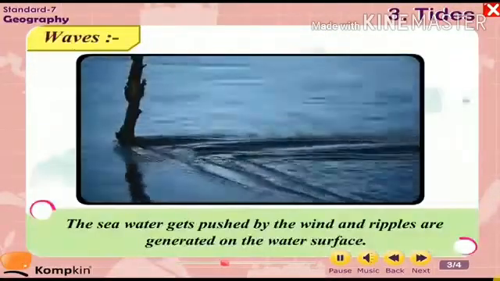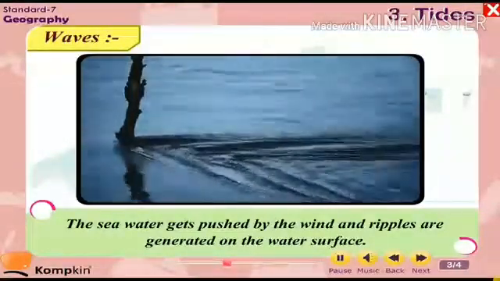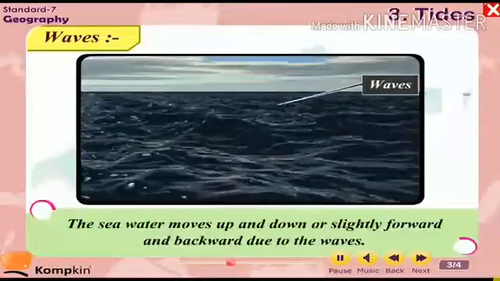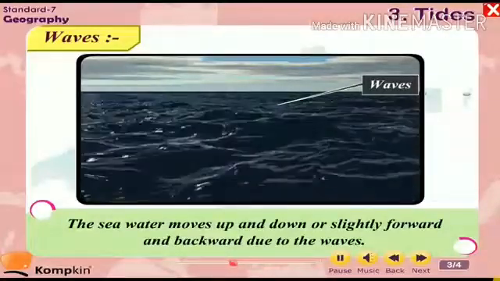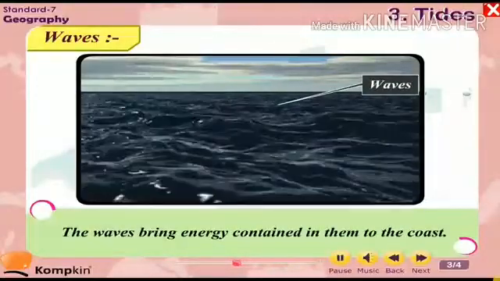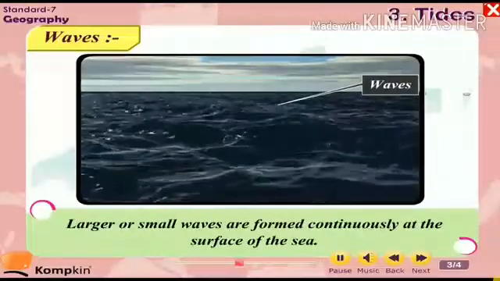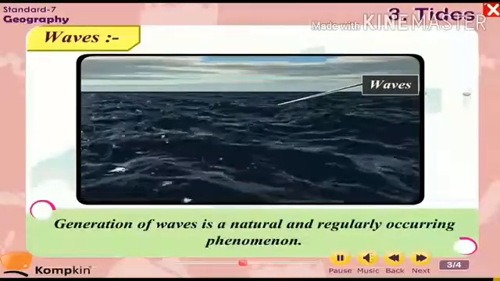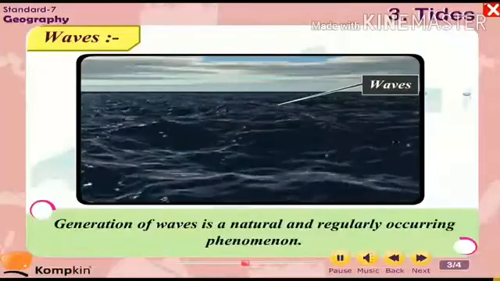Waves. The seawater gets pushed by the wind and ripples are generated on the water surface. These are called waves. The seawater moves up and down or slightly forward and backward due to the waves. The waves bring energy contained in them to the coast. Large or small waves are formed continuously at the surface of the sea. Generation of waves is a natural and regularly occurring phenomenon.